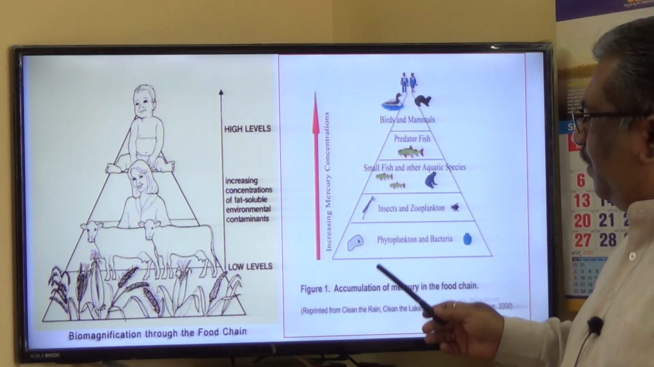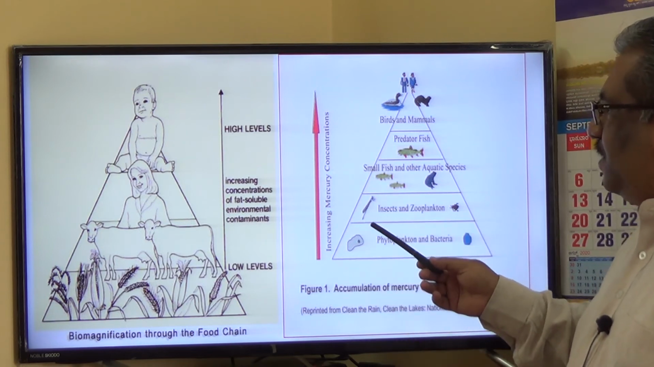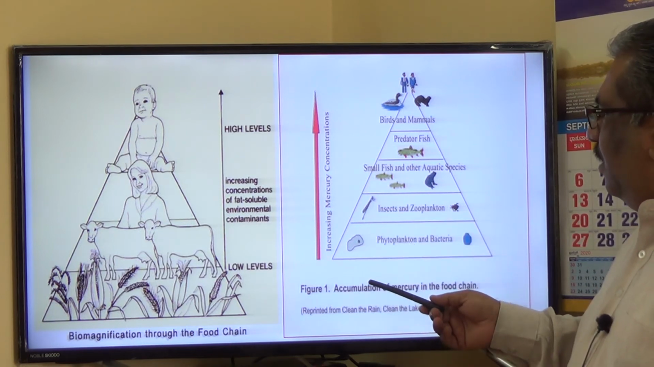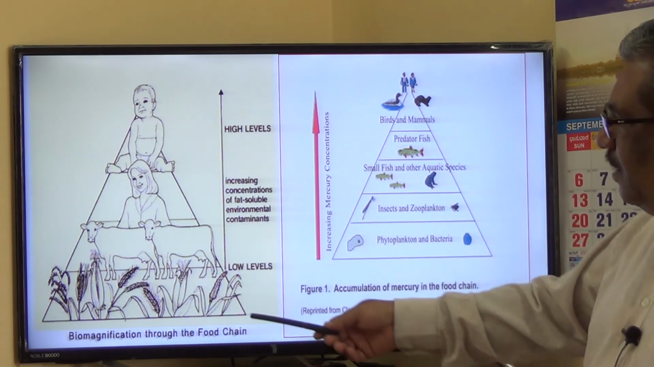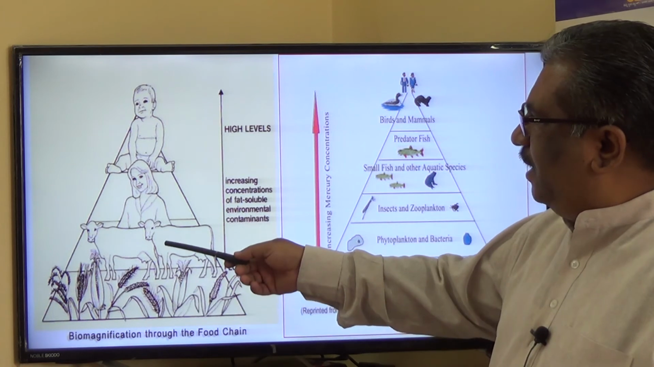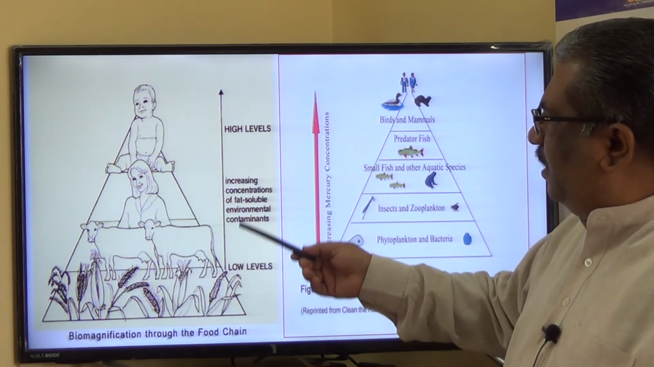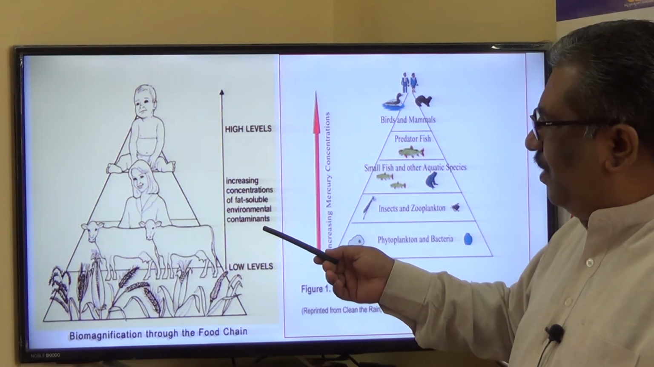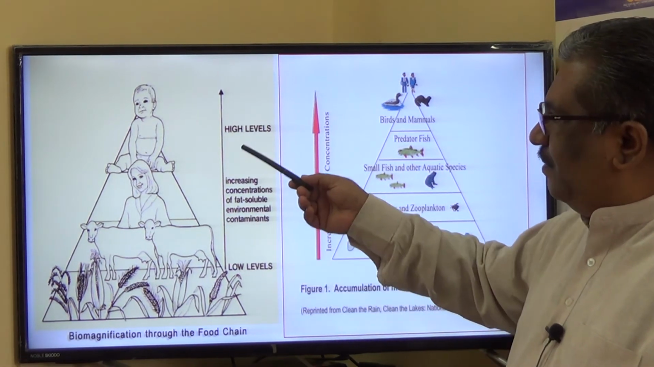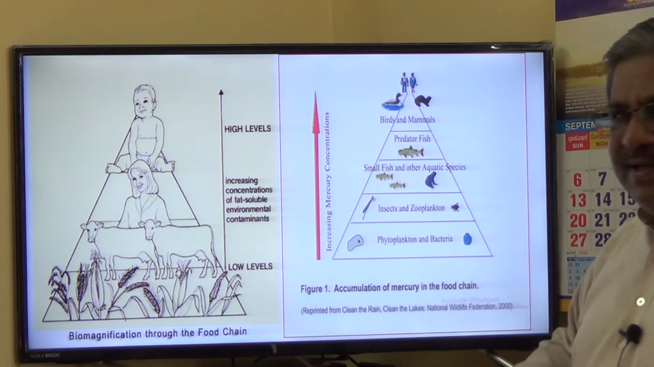So this is one example where the concentration of mercury, which is a harmful chemical, increases from lower trophic level to the higher trophic level. Here also you can see from the plants, animals to the human beings, the increasing concentrations of fat soluble environmental contaminants from low levels to higher levels. You can see this diagram. This is only for understanding.